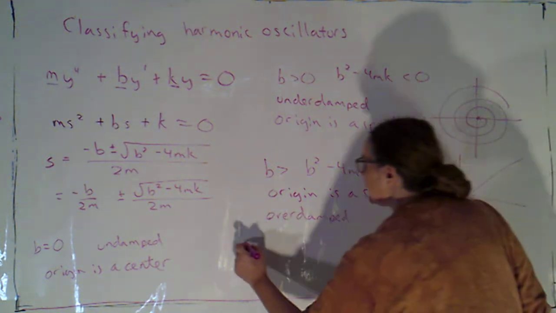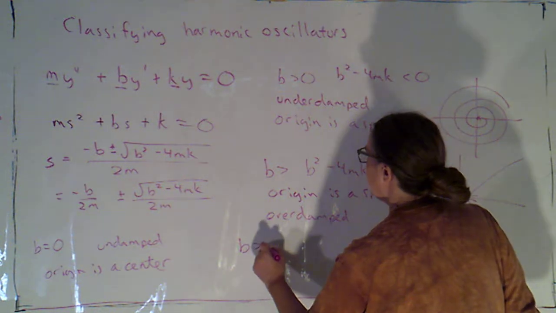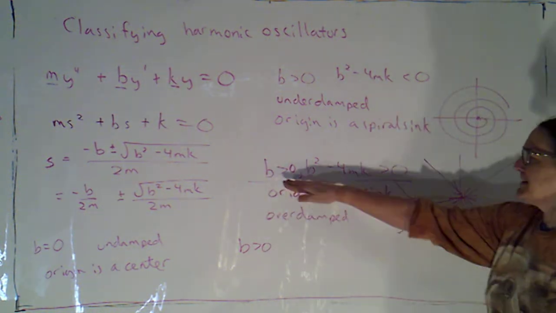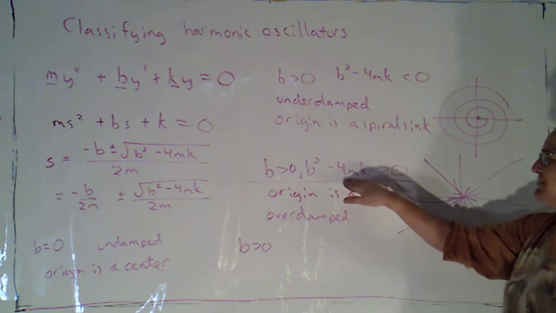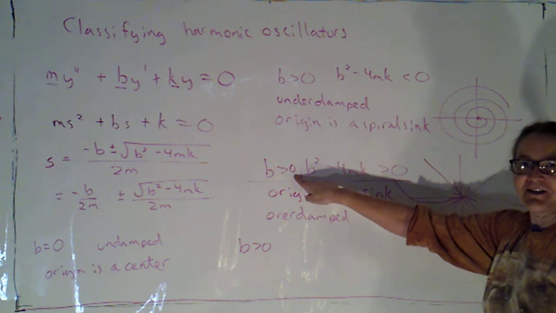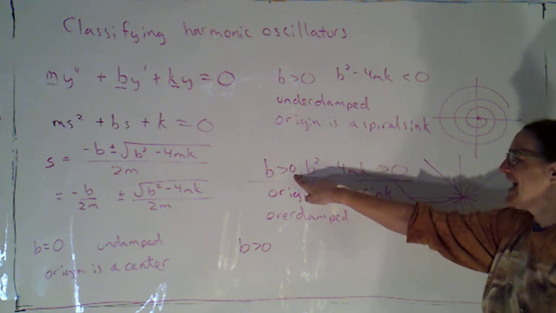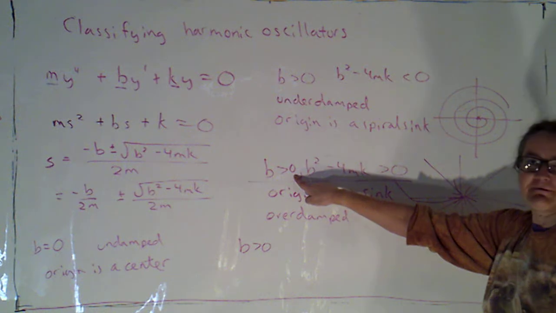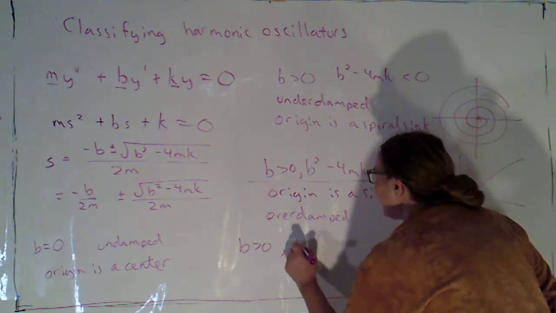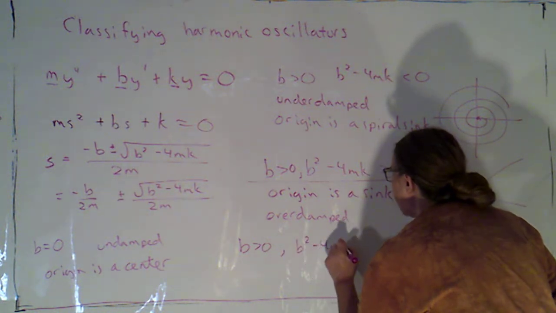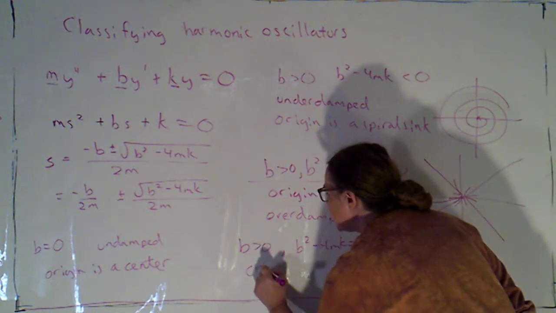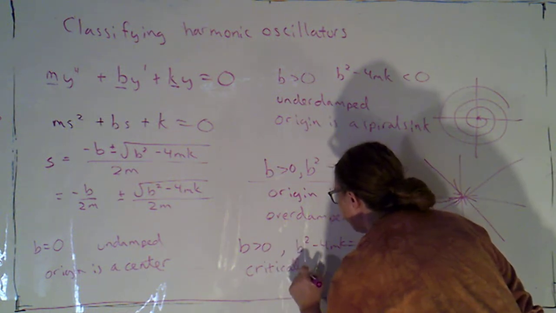The last possibility is that B is bigger than 0. And I'm sorry, what I said was B is bigger than 0 and B squared minus 4mk is also bigger than 0. I'd initially forgotten to write the bigger than 0, so it looked like I was saying B was bigger than B squared minus 4mk. Sorry about that. All right, so I could have B is bigger than 0 and B squared minus 4mk is equal to 0. We say that a situation like this is critically damped.